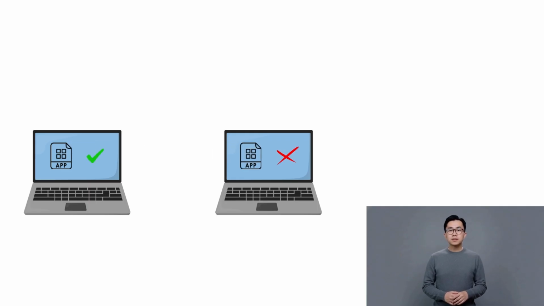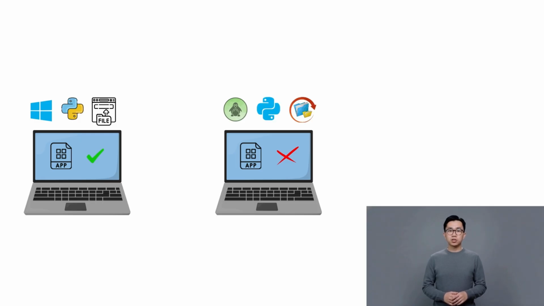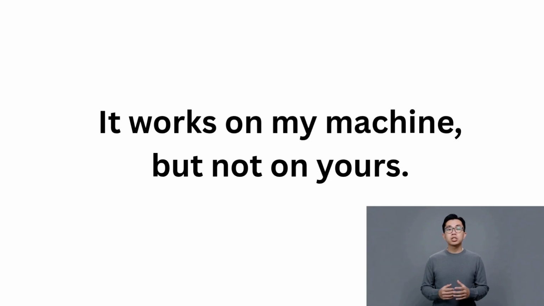It totally breaks. Maybe the problem is that your teammate's computers have a different operating system, a different version of Python or Node or PHP, missing libraries, different configurations, and conflicting software. This is a classic and painful software problem. It works on my machine, but not on yours. Before Docker, developers spent hours fixing these environment differences. Docker was created to solve this problem completely.